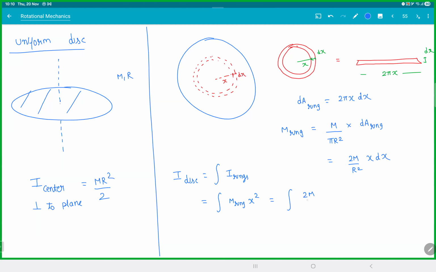Mass of the ring is 2m by r square x dx, x square, and limits will go from 0 to r. That will be r power 4 by 4. You end up with mr square by 2. Clear with that? That's how you choose elements and integrate. So if I give you something like sigma is equal to sigma naught x, big deal. Matlab, in place of m by pi r square, you'll put sigma naught x and then you integrate. Are you clear with this?